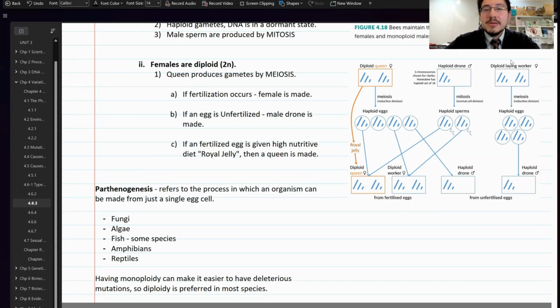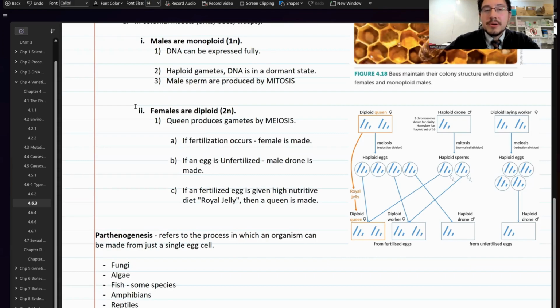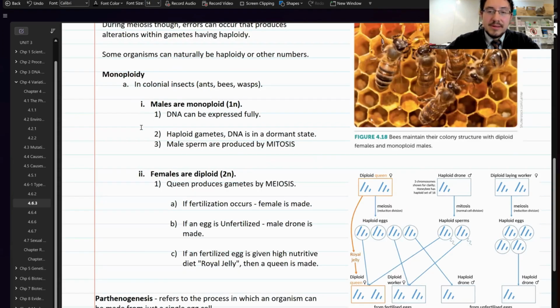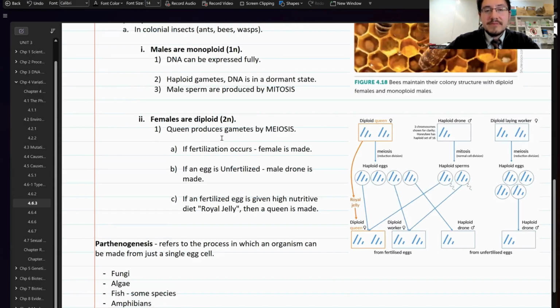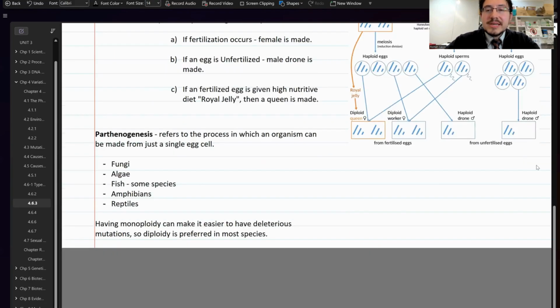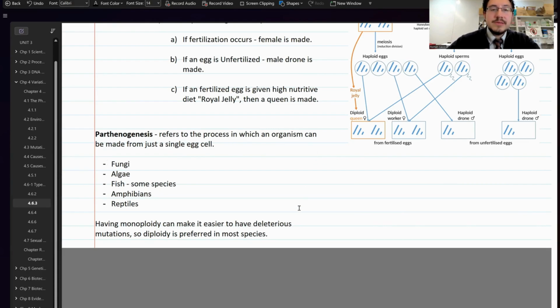All right. So here's a case where you have monoploidy in the sense of the males being haploid. Okay. And then you have females that are diploid there. All right. So this idea that an organism can arise just from a single egg cell, you see that in nature a lot. It's called parthenogenesis, right? And it's basically that process in which an organism can be formed from a single egg cell. And many organisms do that.